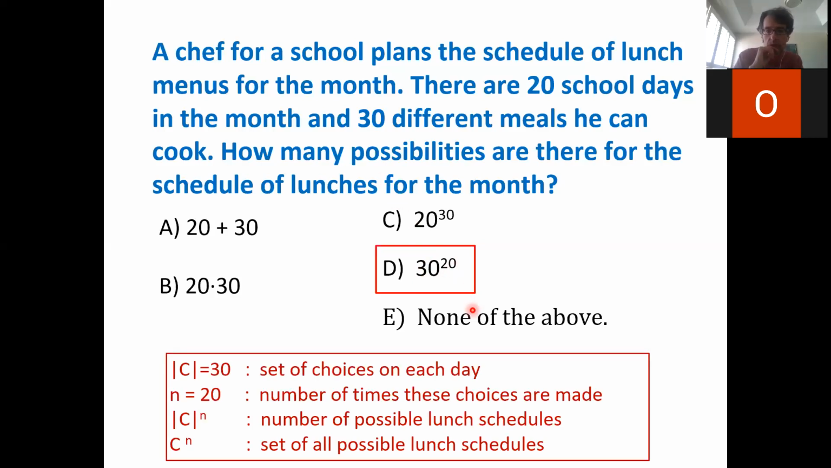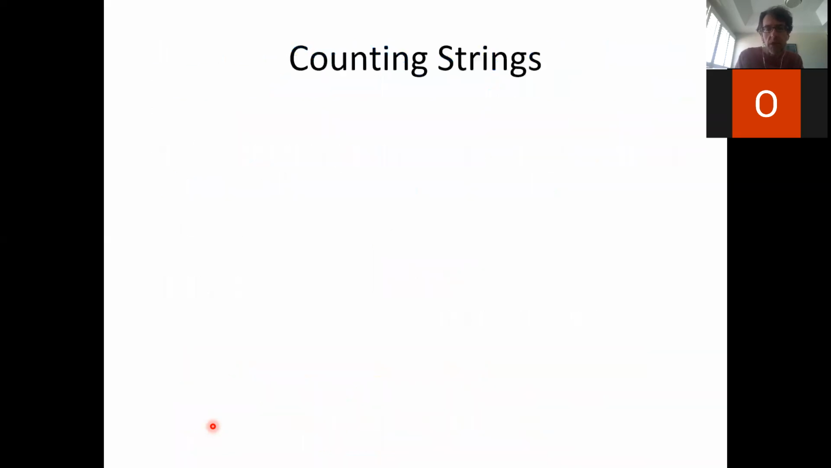Okay, sorry, I forgot that I had this enumerated here, and I should have flashed it earlier. So C to the N is all possible lunches. It's a set, and this is the cardinality of that set, where C is the set of meals. There's 30 different meals.